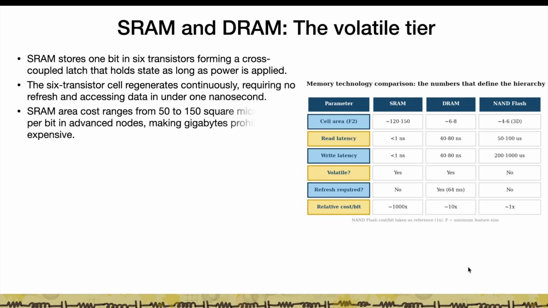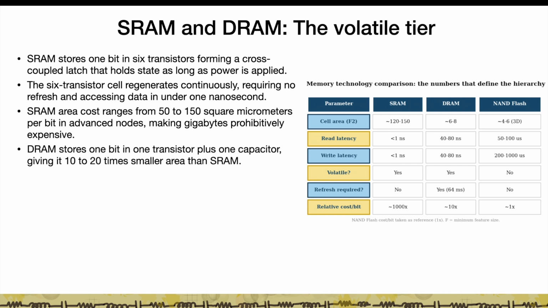The SRAM stores a bit in 6 transistors, forming a cross-coupled latch. The latch regenerates its own state continuously as long as power is applied. No leakage, no refresh, no timing constraint on how long the data can sit there. Because the state is held in active logic rather than passive charge, reading it takes under 1 nanosecond. The access time is limited by wire propagation and transistor switching speed, not by charge sensing.